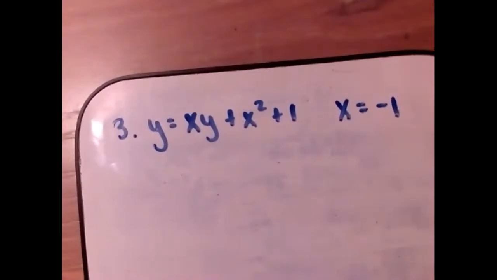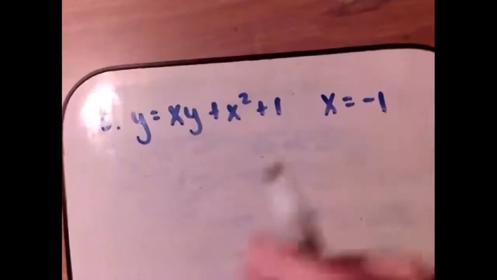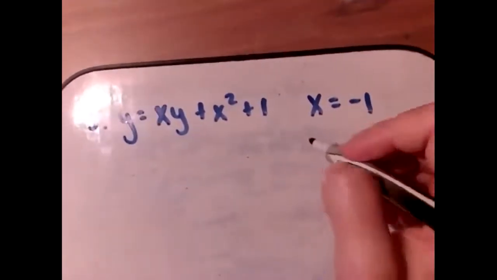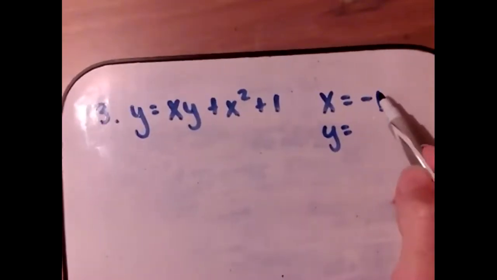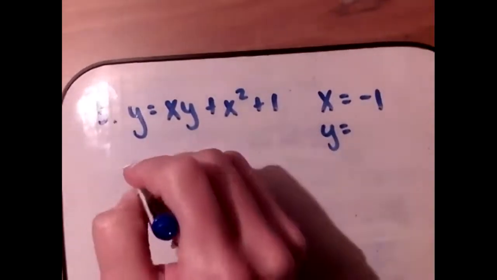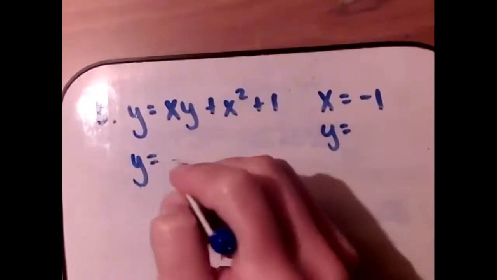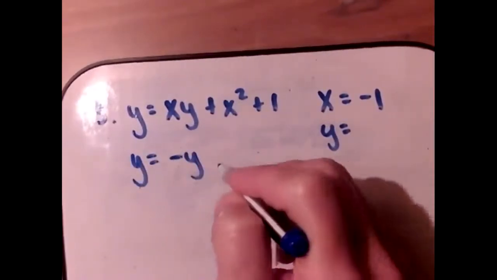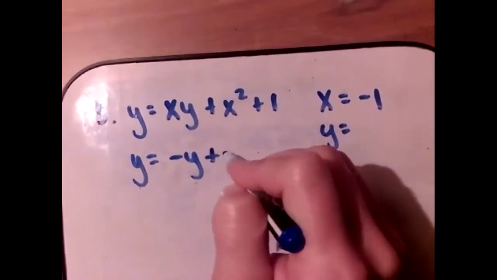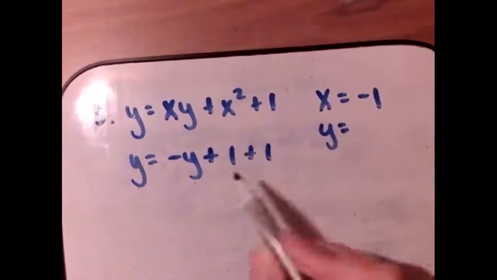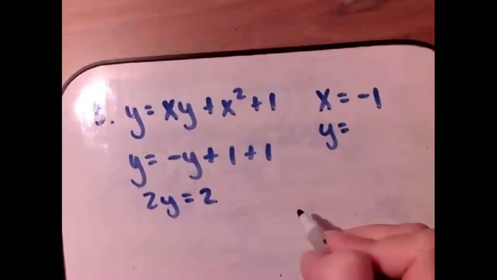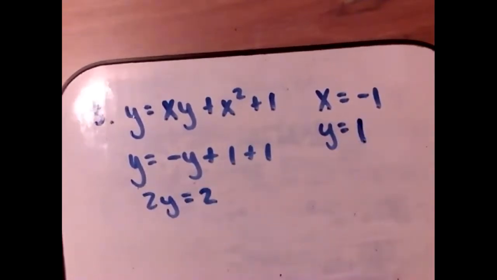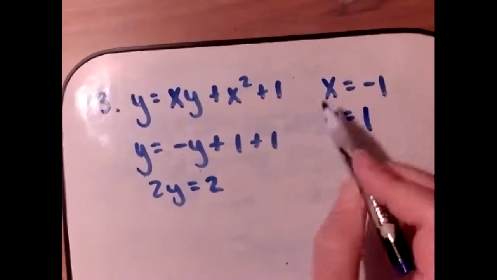All right, so this one, they want us to find the derivative when x equals -1. We're going to have to figure out what y is as well. So before I do the derivative, let me just go ahead and plug in negative 1 for x. That is going to give me y equals negative 1y plus 1 plus 1. So if I add this y over, I'll have 2y equals 2, and so y is 1. So that is my work to figure out what x and y are.